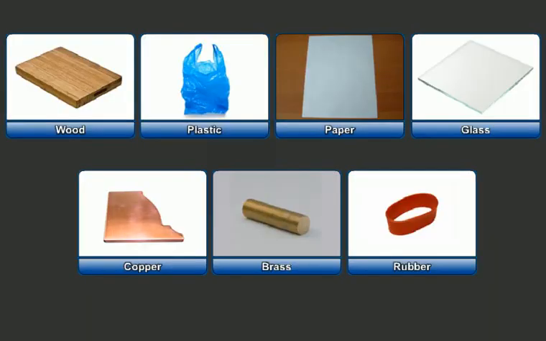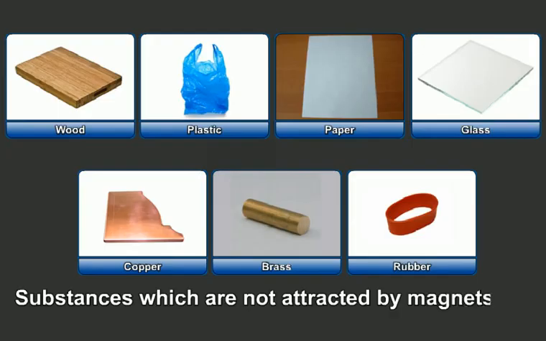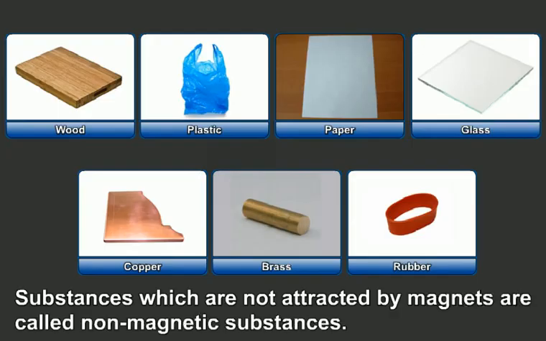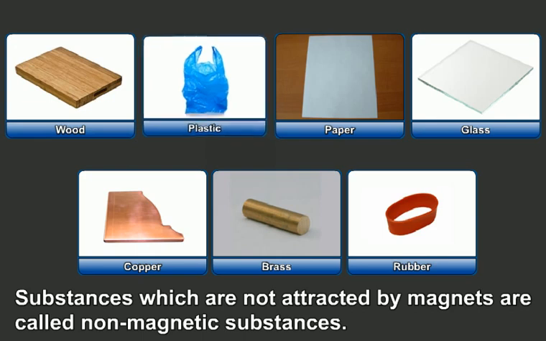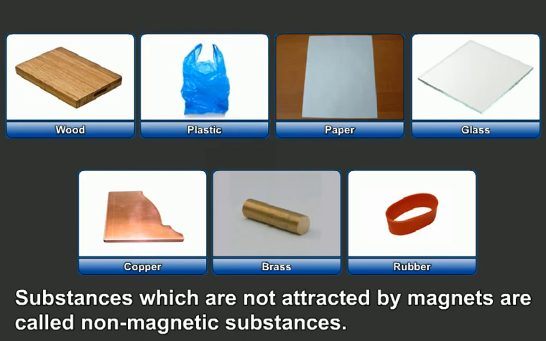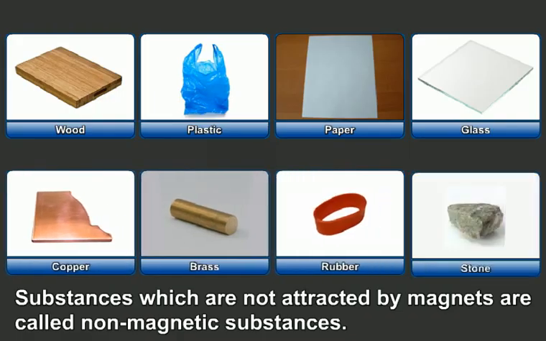On the other hand, substances which are not attracted by magnets are called non-magnetic substances. The examples of non-magnetic substances are wood, plastic, paper, glass, copper, brass, rubber, and so on.